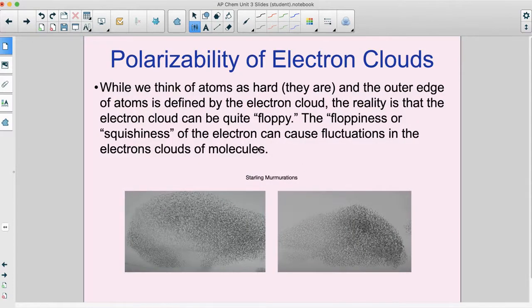Now, the polarizability of electron clouds. Electron clouds are not hard things. They're actually floppy and squishy. The squishiness depends on the size of the electron cloud. When you have a squishy or floppy electron cloud, fluctuations and distortions in the cloud can occur, and the electrons can be moved from place to place so that you have more electrons in one area than another, and this causes those temporary dipoles to form. Here we have some startling murmurations, which mimic electron clouds and their squishiness.